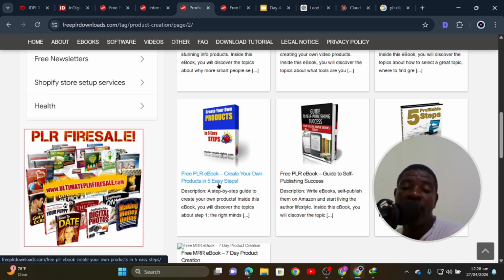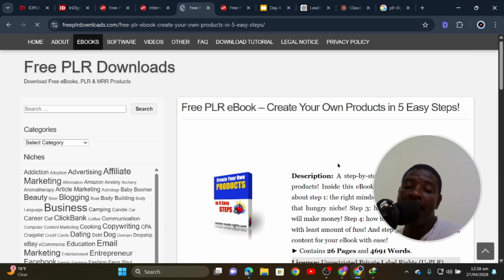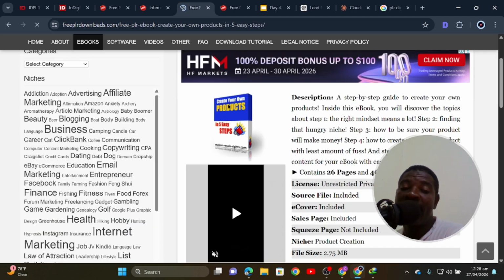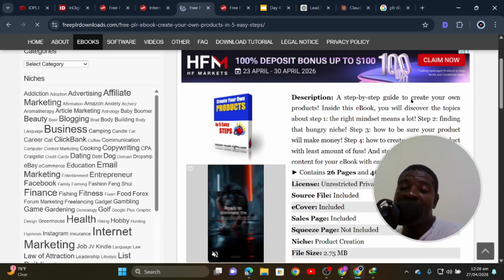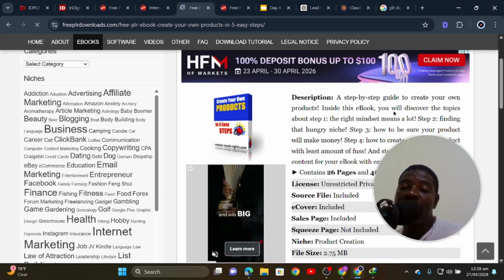Self-publishing, create your own product in 5 easy steps. This book, for instance, is really good, looking at the title. A step-by-step guide to create your own product. Inside this book, you will discover the topics. Step 1, the right mindset means a lot. Step 2, finding the hungry niche. Step 3, how to be sure your product can make money.